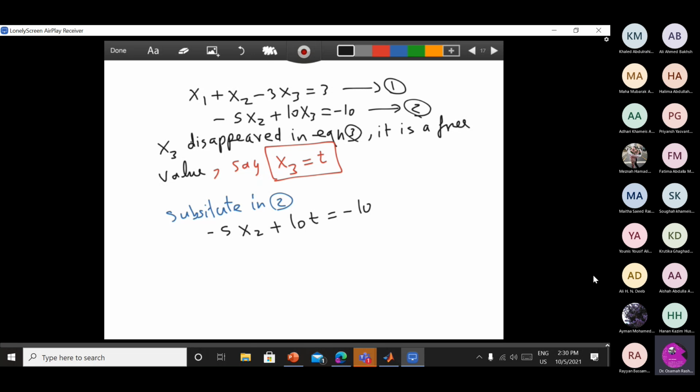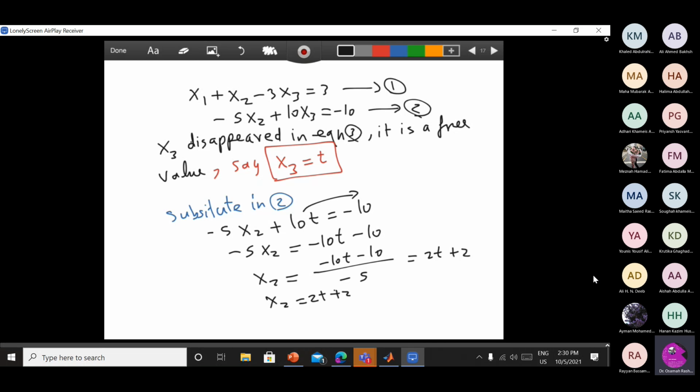So I will move this one to the other side. So I have minus 5x2 equal to, when you move it to the other side, it will be a negative sign because it is positive. I need x2, so I will have to divide by minus 5, so I have minus 10t minus 10 over minus 5. I can take the minus and divide it by 5, so it will be 2t plus 2. So x2 equal to t plus 2.